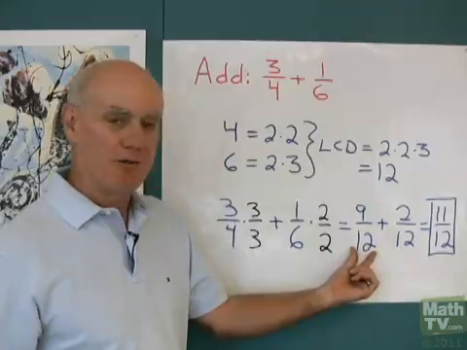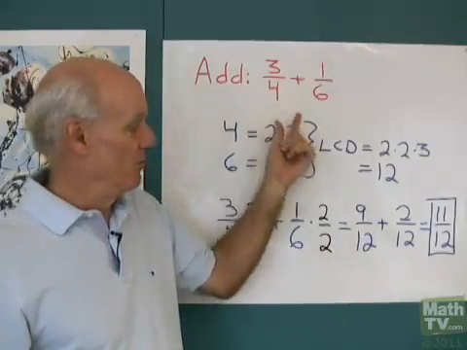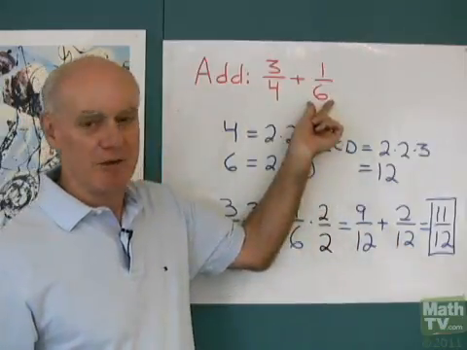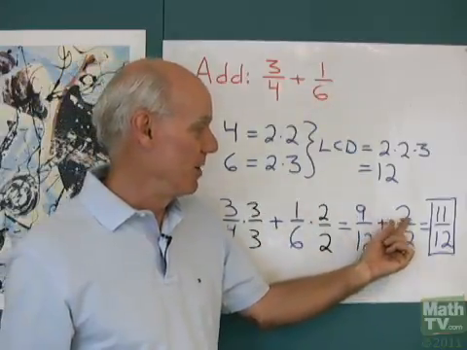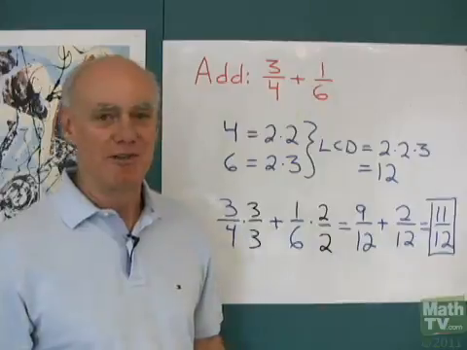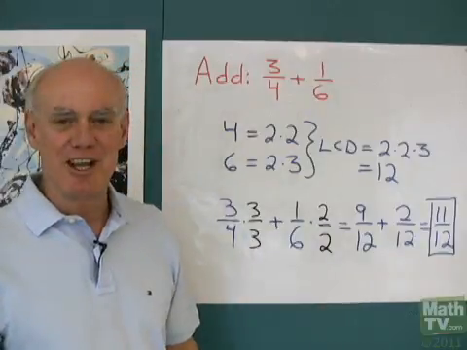So 9/12, exactly the same value as 3/4. 2/12, same value as 1/6. But now I can add them by simply adding the numerators. 9 plus 2 is 11 over 12. So that's how you add 3/4 and 1/6.